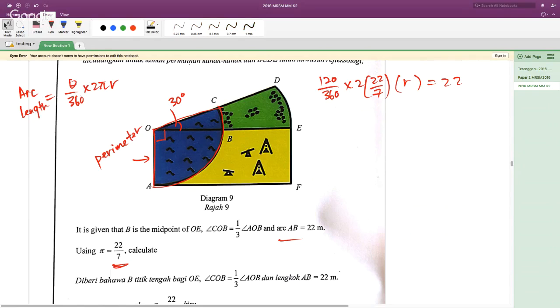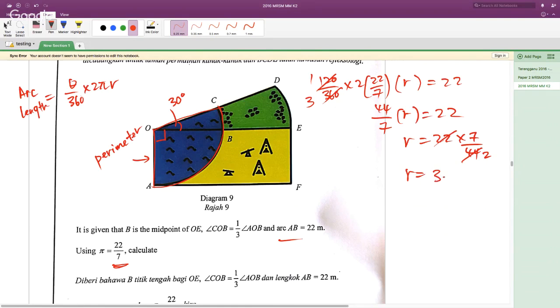Pi, when they say 22/7, means you have to use it. You cannot use the pi in your calculator. So I will simplify it. This one is 1, this one is 3. This is 44, so it's 44/7 R equals 22. So R equals 22 multiply 7/44, which simplifies to 3.5. Or you can call it 7/2, which is 3.5 meter, sorry, it's not centimeter.